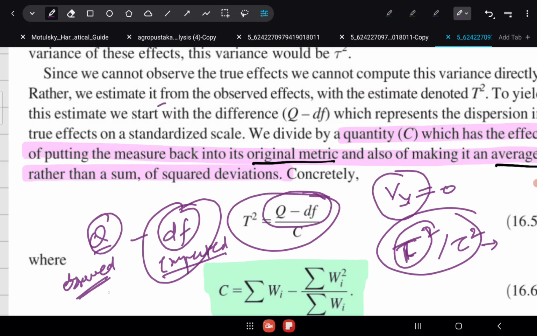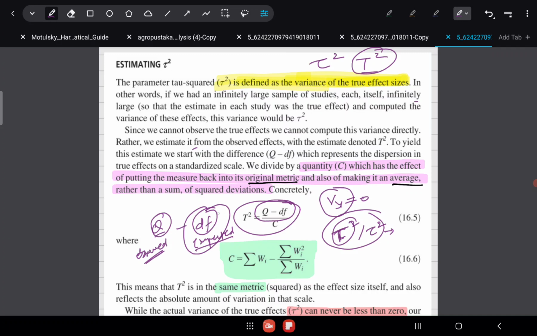And if the observed dispersion is less than this expected dispersion, meaning Q minus df is less than 0, then we'll say that there is no heterogeneity. So if Q minus df is more than 0, it means that yes, there is heterogeneity. And if Q minus df is less than 0, it means observed dispersion is less than what was expected just by random sampling, so there is no true dispersion, right? Now, the problem with the Q statistic, we have discussed this, is that it is not on the original scale. First of all, it is a standardized measure.